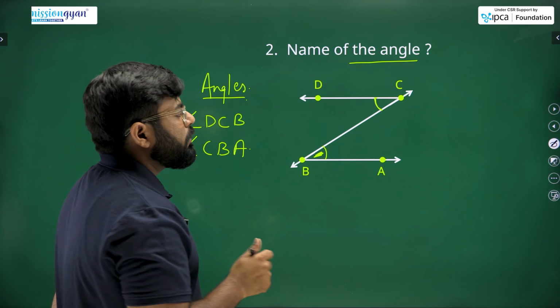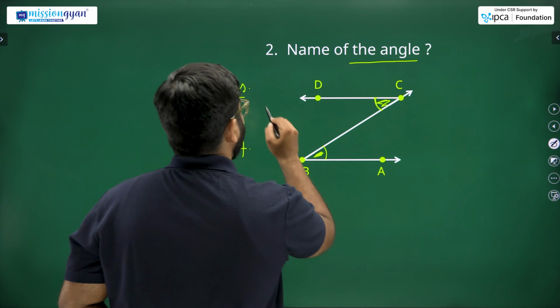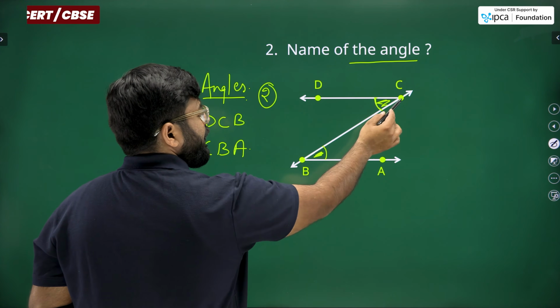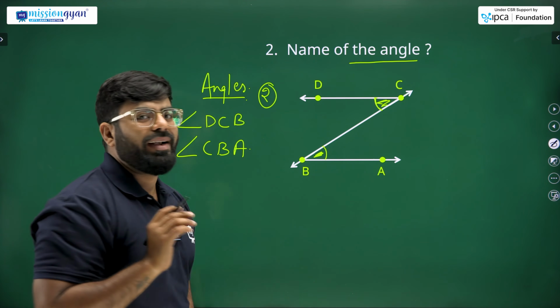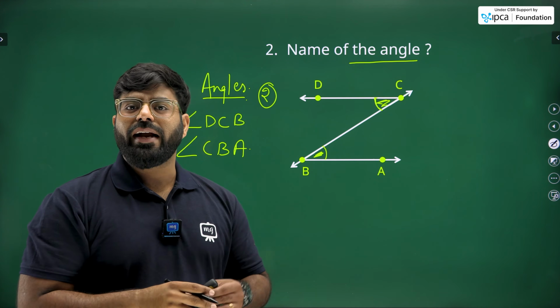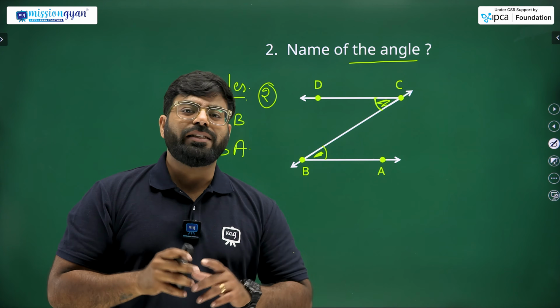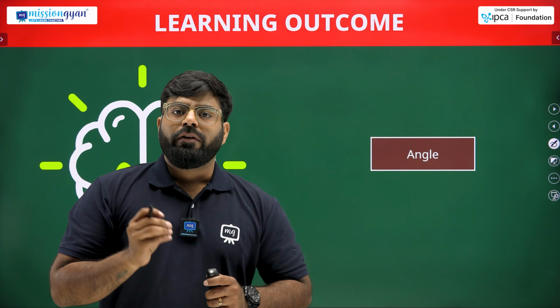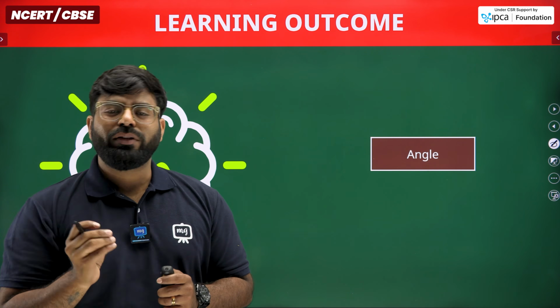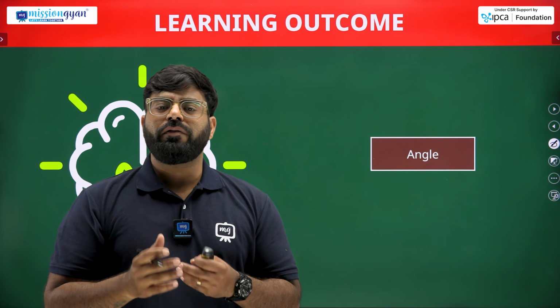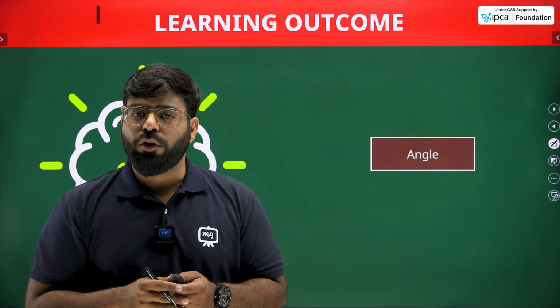Is that clear? So basically we have got two angles from the following figure, that is angle DCB and angle CBA. I hope it is clear what angles are and how these angles are formed. Understood? If yes, then let's move forward. Now we have done what angles are, how the angles are formed, how we give the names of these angles, and how we will figure out how many angles there are in the following figures.